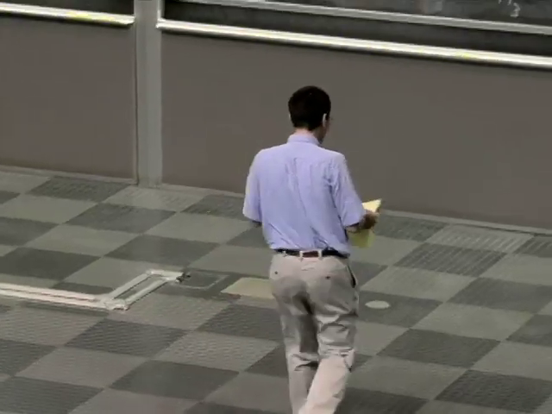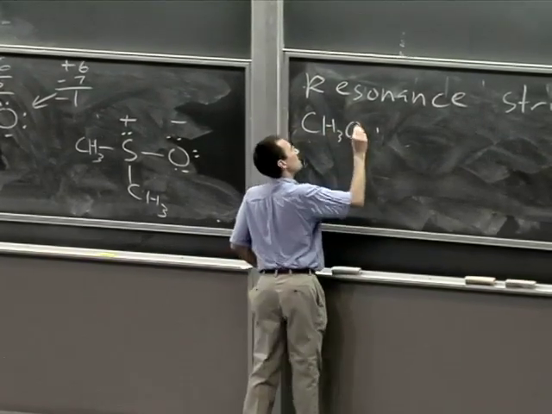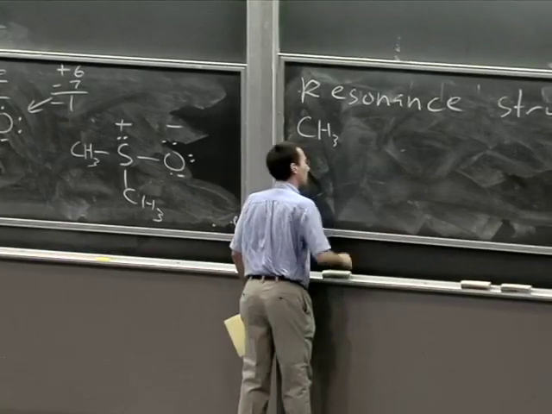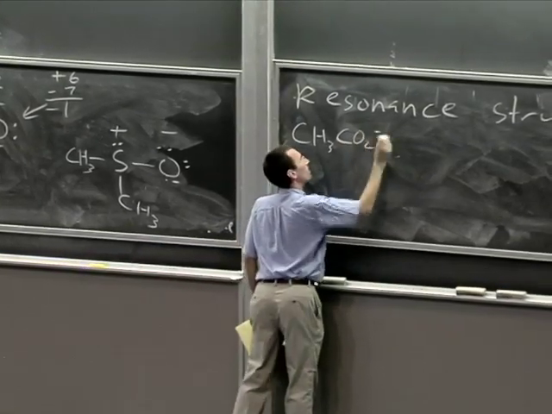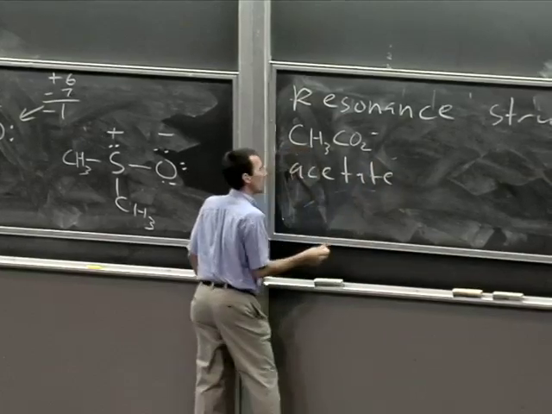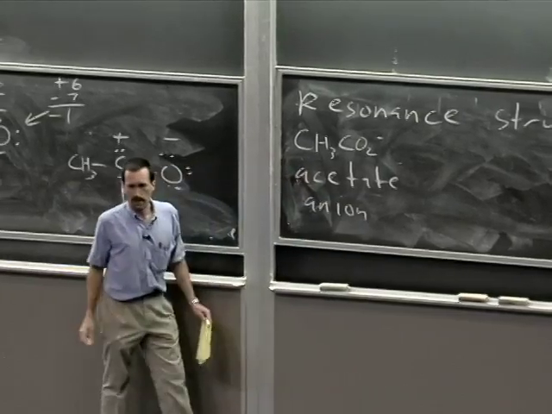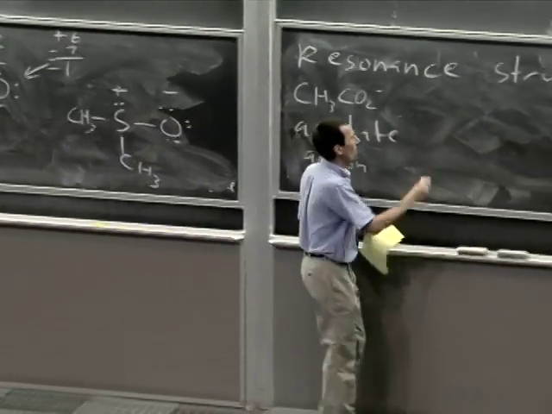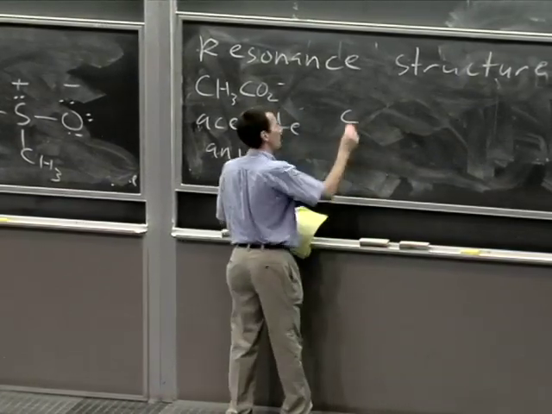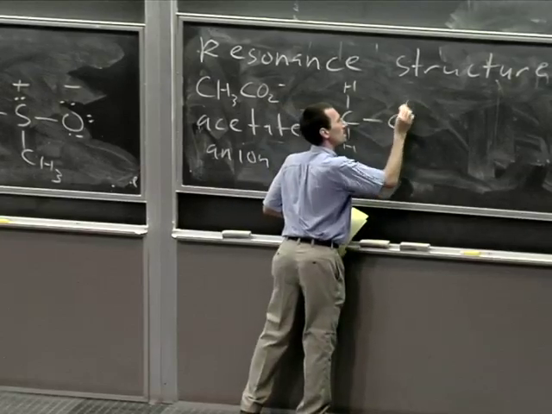Now, the limitation is sometimes a single picture just isn't good enough. And we'll take a couple of examples here. One is CH3CO2-, acetate anion. You've probably already seen acetate in your general chemistry class. And so I can write a Lewis electron dot structure of acetate like so.